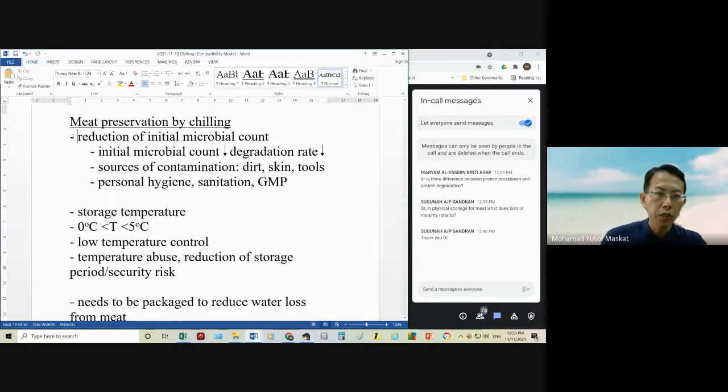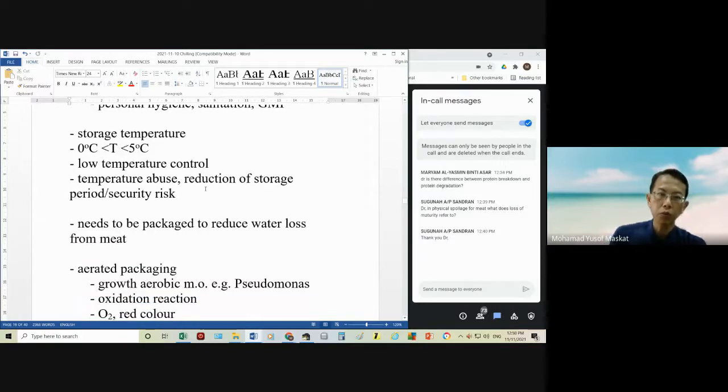And then storage temperature, of course, it is chilling, so between 0 and 5 degrees C. Low temperature control is important. We do not want the temperature to shoot above 5 degrees C. Temperature abuse means that the temperature is not controlled and it goes beyond 5 degrees C. That will result in the reduction of storage period, or it is a safety risk.